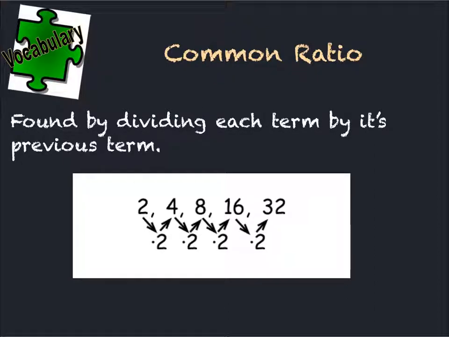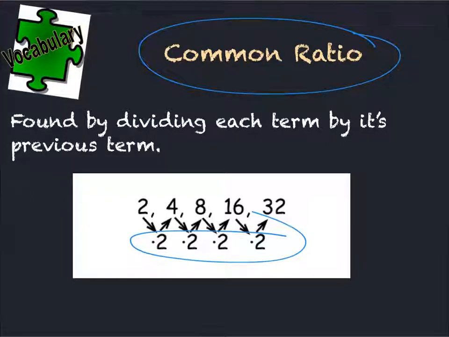Our common ratio is found by dividing each term by its previous term. Very similar to our common difference, except with common difference, we were subtracting the previous term. This time we are dividing by the previous term, and that'll give us our common ratio. Make sure you write that down.